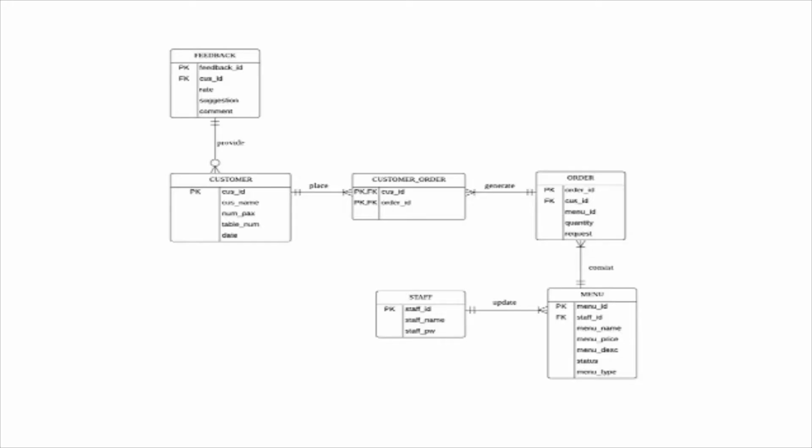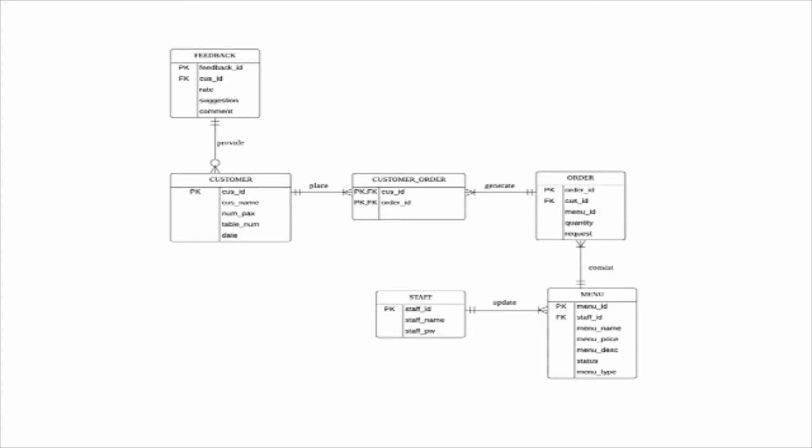This is our ERD. Our ERD consists of 6 entities, which are feedback, customer, order, menu, and staff. I will explain the customer entity first. Attributes in the customer entity are cust ID, cust name, number of packs, table number, and date. The primary key in this entity is cust ID.